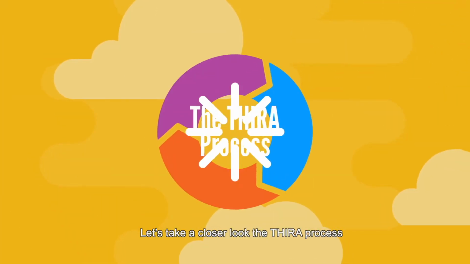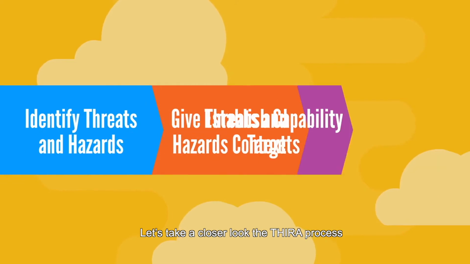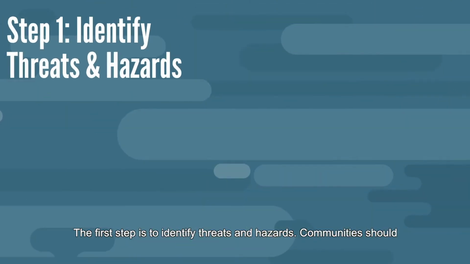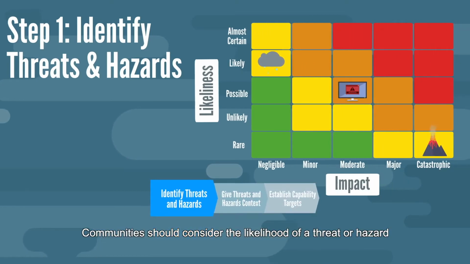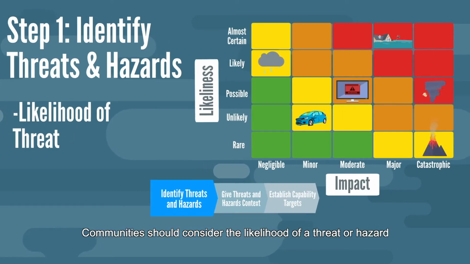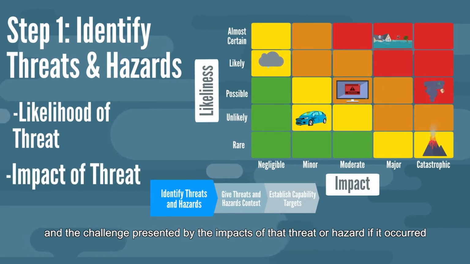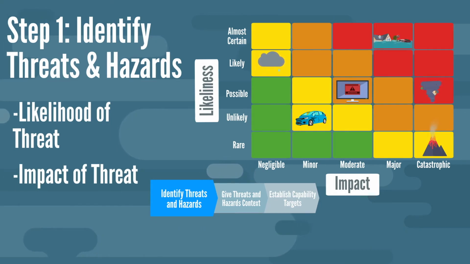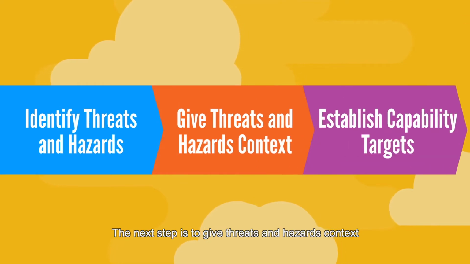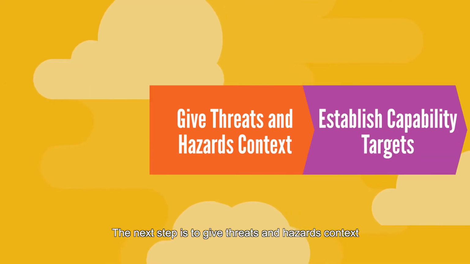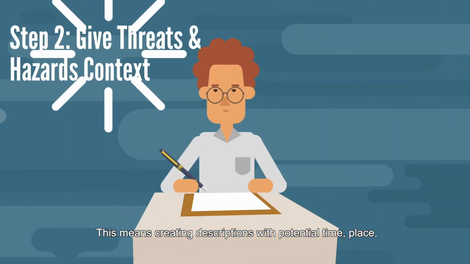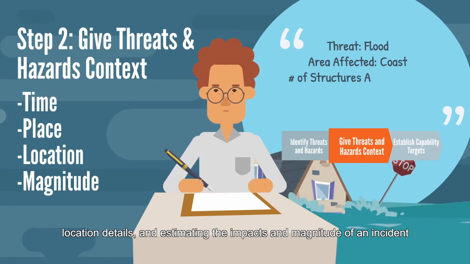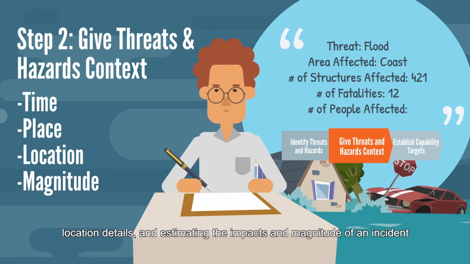Let's take a closer look at the THIRA process. The first step is to identify threats and hazards. Communities should consider the likelihood of a threat or hazard and the challenge presented by the impacts of that threat or hazard if it occurred. The next step is to give threats and hazards context. This means creating descriptions with potential time, place, location details, and estimating the impacts and magnitude of an incident.